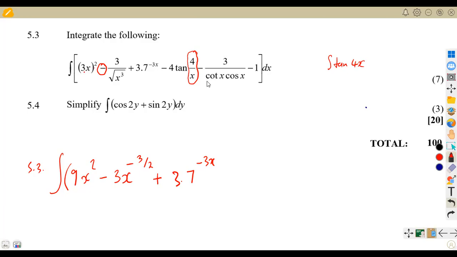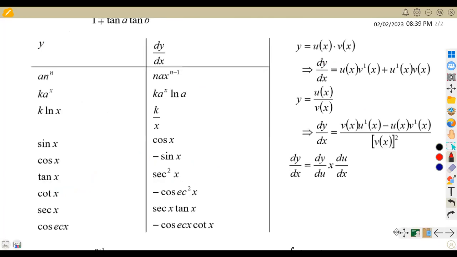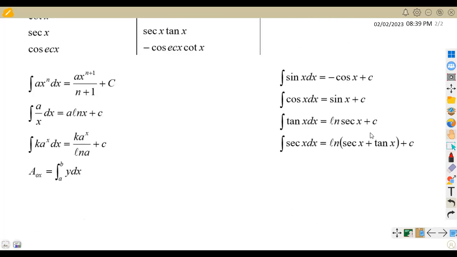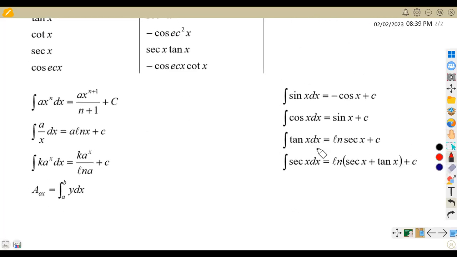Maybe we can just agree on this one. We have got the integrals that we are given. If it is tan x, as long as it's not 1 over x. If it is 1 over x, you totally can't find its integral. Here it's 4 over x, something like 4 over x, so you can't determine that integral for 4 over x.